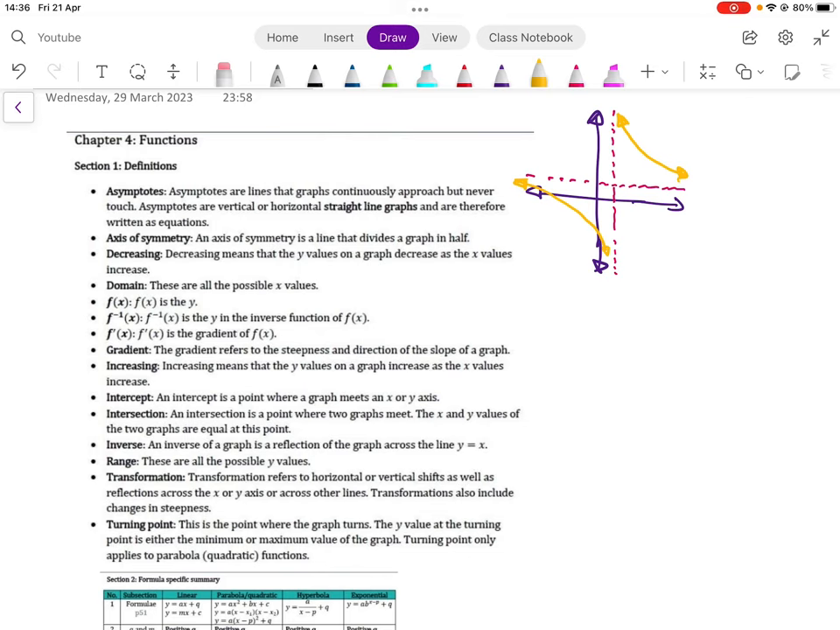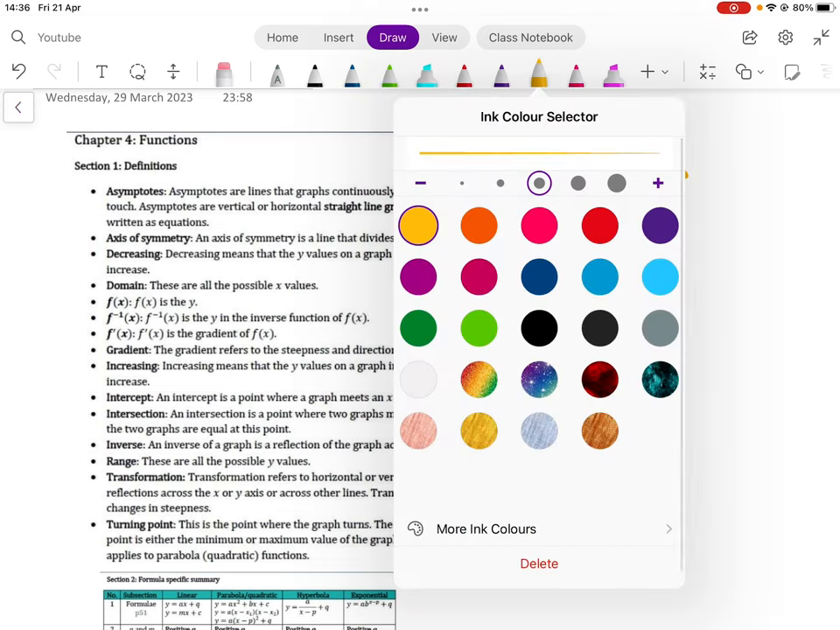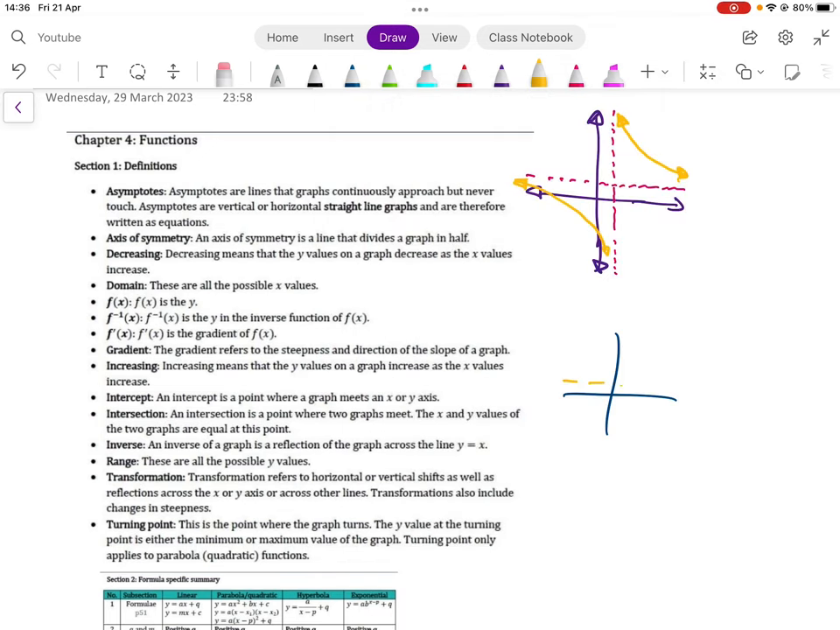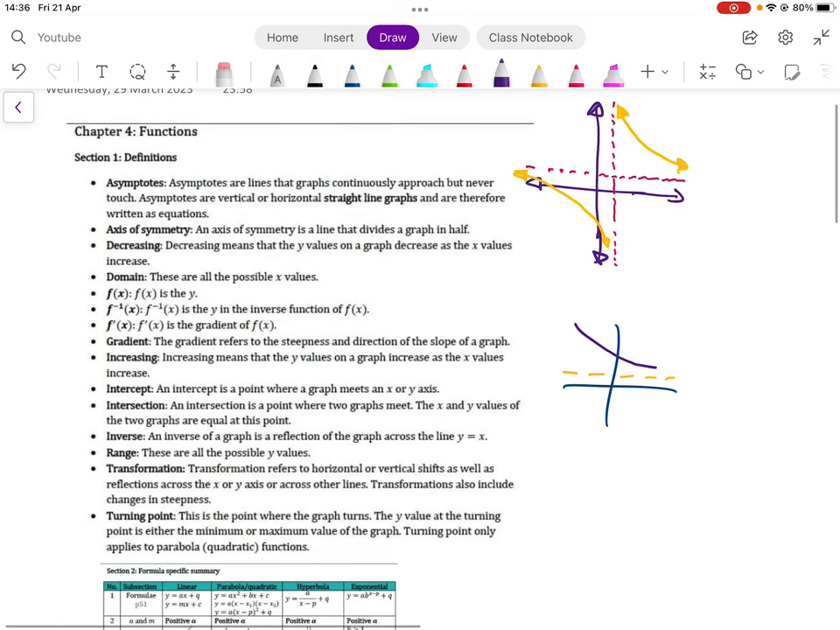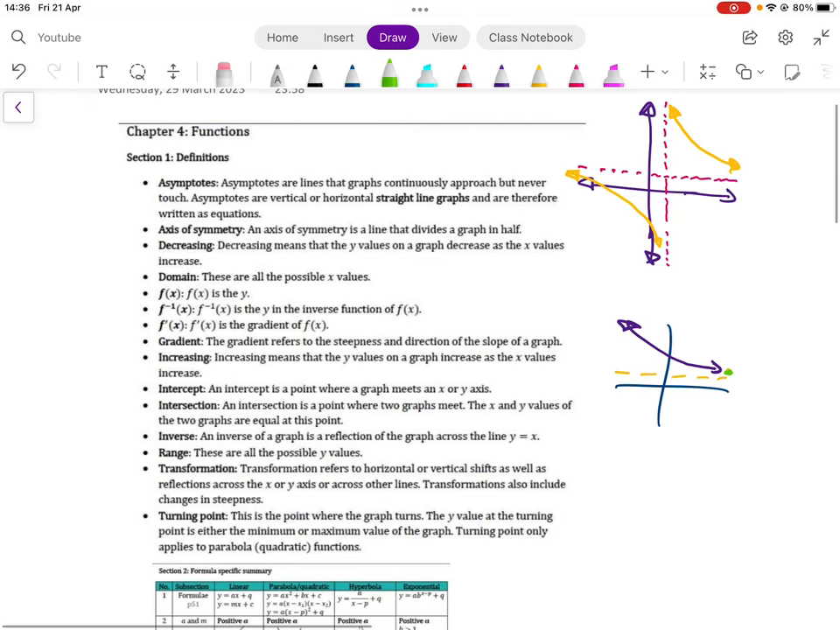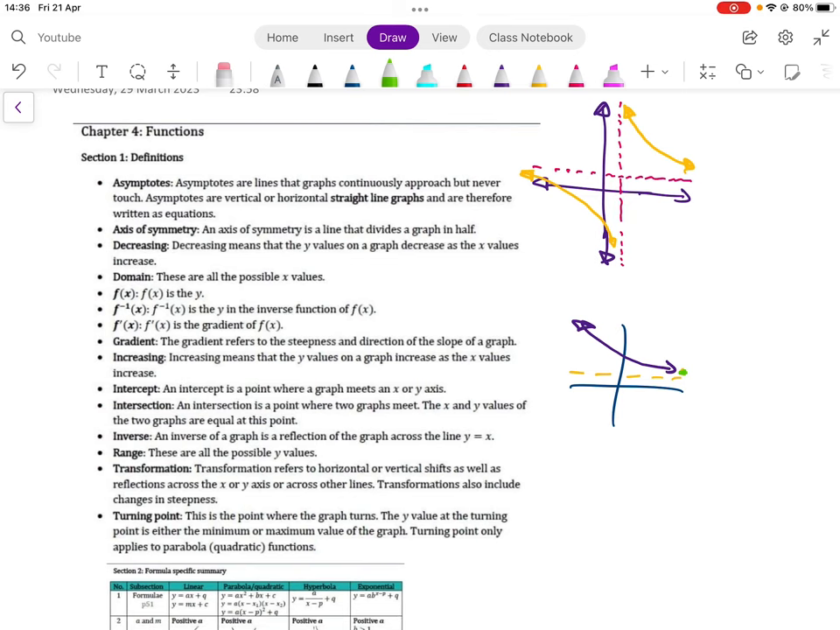And then we have a situation with exponential graphs. They only have what you call a horizontal asymptote. Exponential graphs only have a horizontal asymptote. Okay, so as you can see, it also continuously approaches the asymptote at this end, but it will never really touch the asymptote. Okay, that's basically what an asymptote is, or asymptotes are.